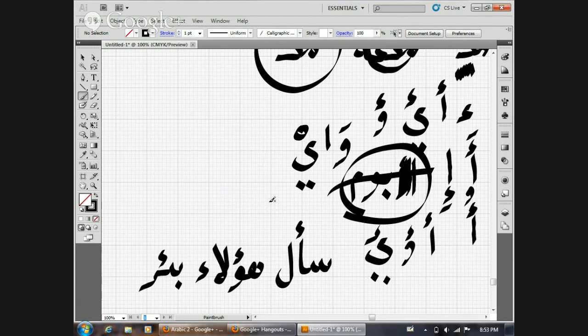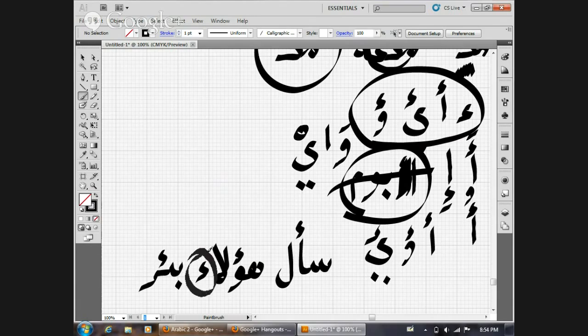So this is Hamza written on a ya without the dots. Okay? And then if it's in its final position, it can be written in any four of these forms. It can be any one of these. And you saw an example already. Where's that example? Right here. See this? This was the last letter and it was written by itself. Or it could be written on an alif, or on a ya, or on a waw.